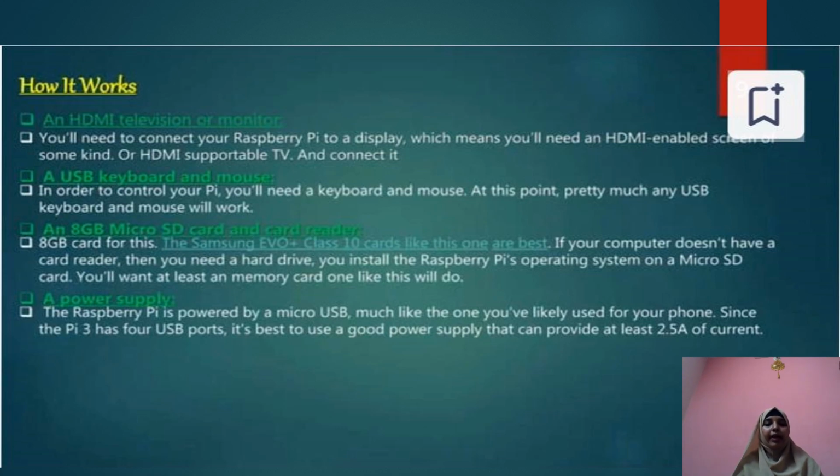An 8 GB micro SD card or a card reader. An 8 GB card like the Samsung EVO Plus class 10 will be one of the best ones for its processing. If your computer does not have a card reader, then you need to have a hard drive. A power supply. Raspberry Pi is powered by a micro USB, much like the one you would likely connect to your phone, as well as the Pi 3 has the USB port.